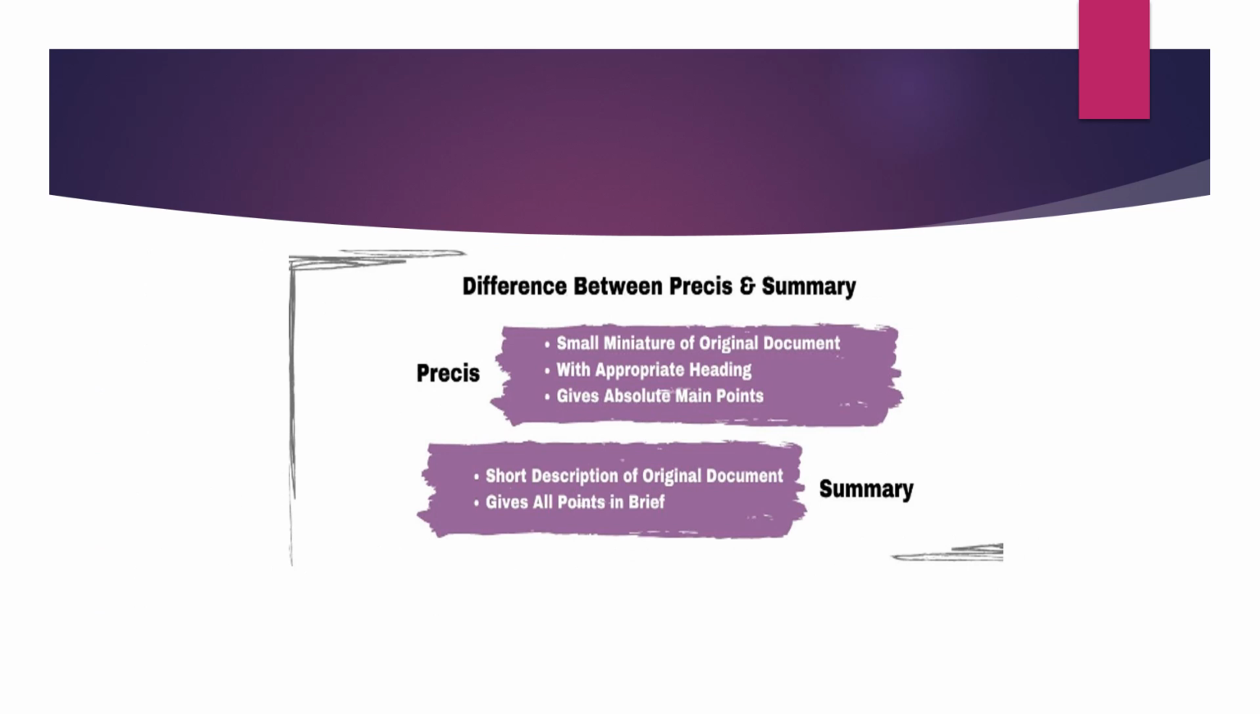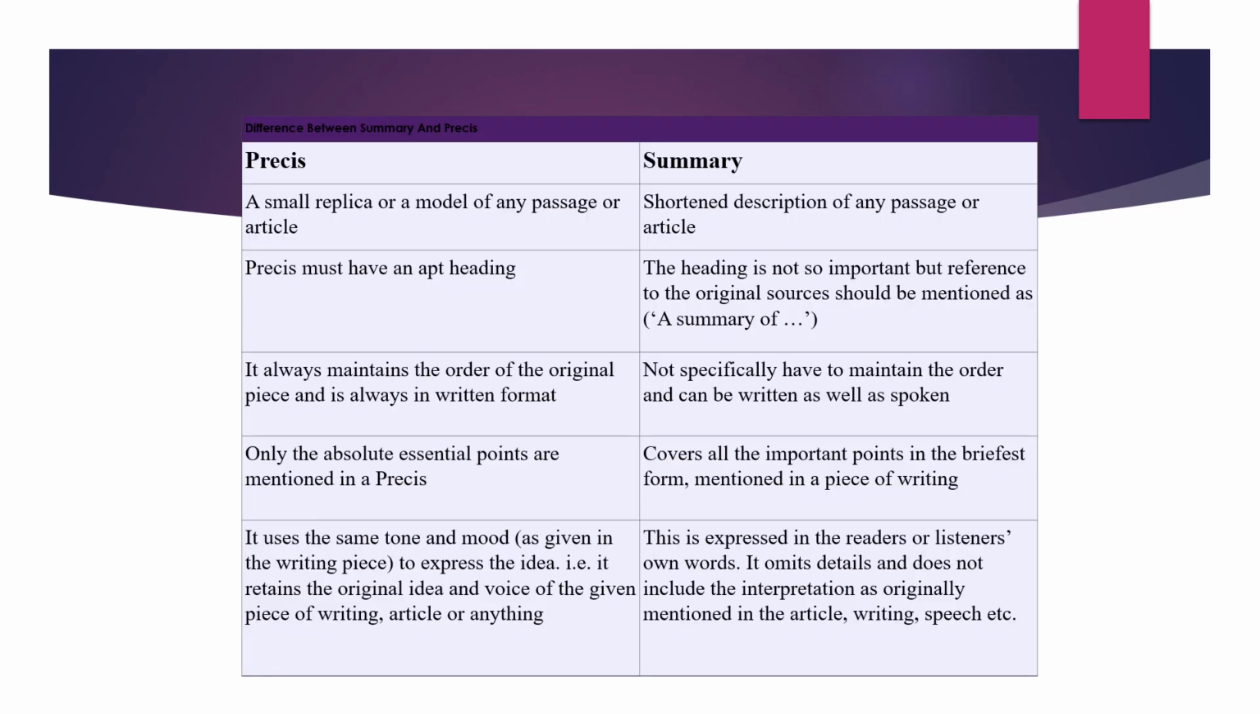So the difference between precis and summary. Precis is a small miniature of the original document with an appropriate heading, and it gives absolute main points. While summary is a short description of the original document, it gives all points in brief. So here comes the detailed differences between the summary and precis. A precis is a small replica or a model of any passage or article, while summary is a shortened description of any passage or article.